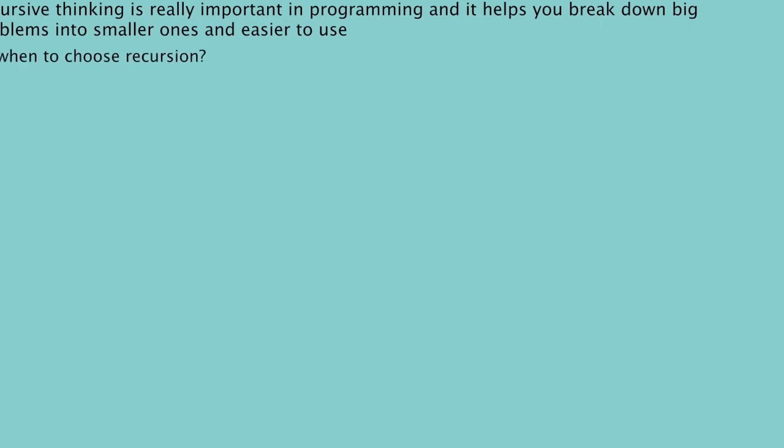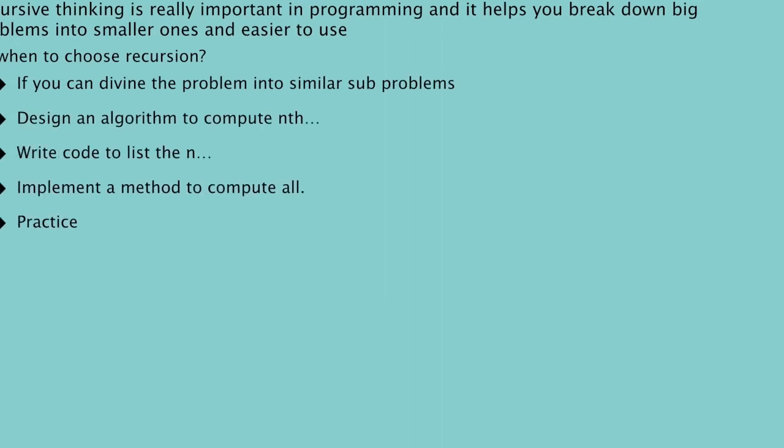A good hint here is that if you can divide the problem into similar subproblems, then you can use recursion. The important point here is the subproblems must be similar. Otherwise, recursion is not a choice. So how can we know that the subproblem is similar in nature? When you hear a problem beginning with the following statements, it's often, but not always, a good candidate for recursion: design an algorithm to compute all, write code to list all, implement a code to compute all.